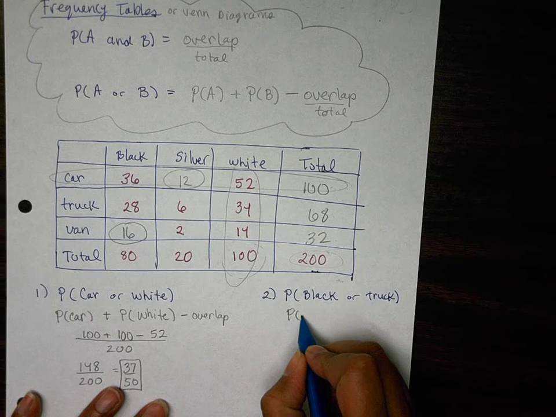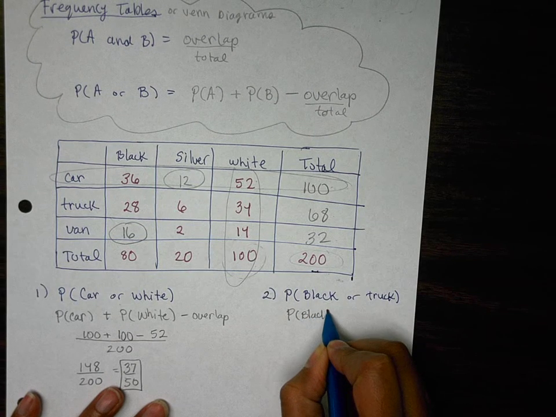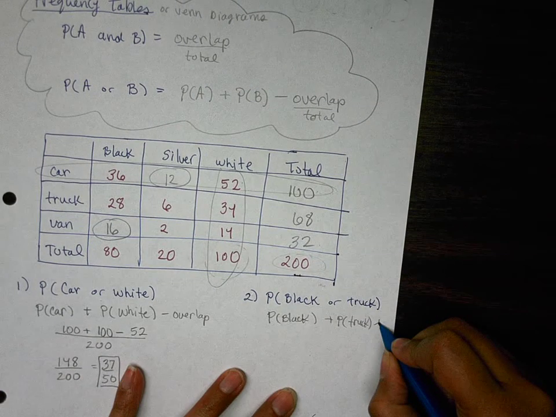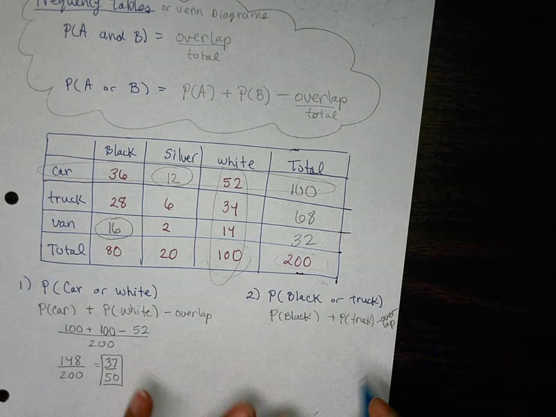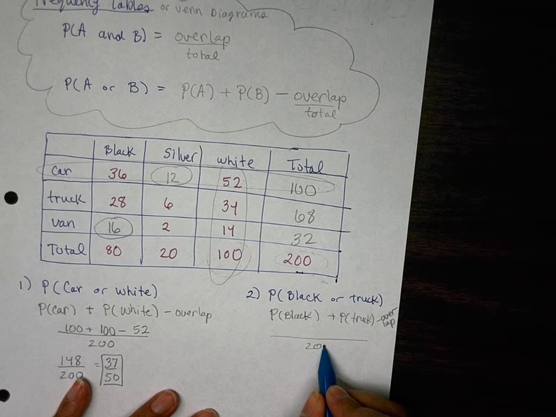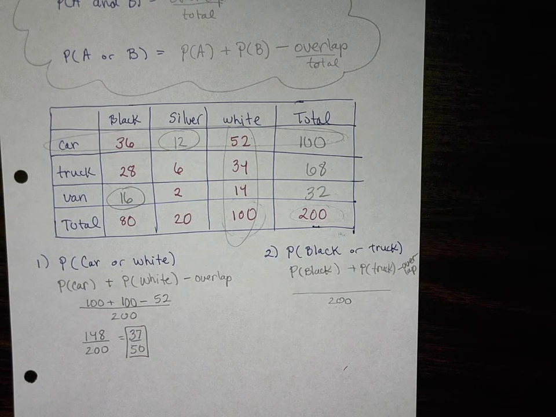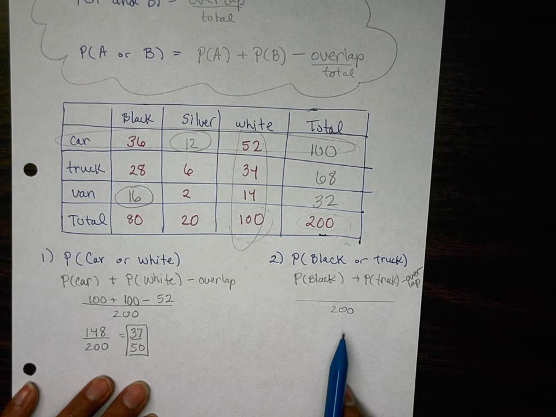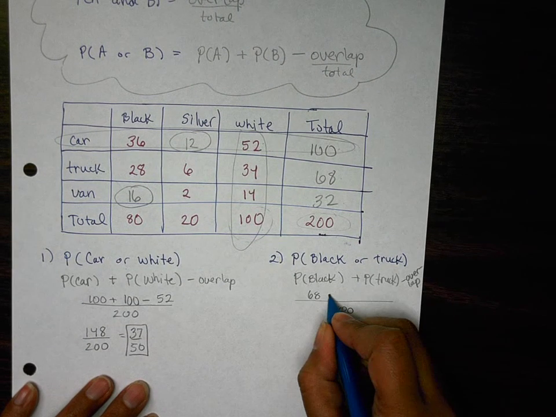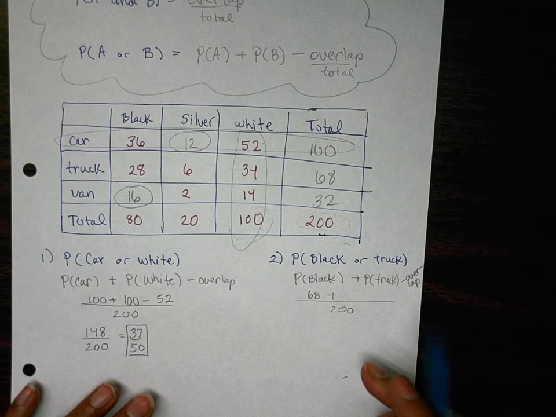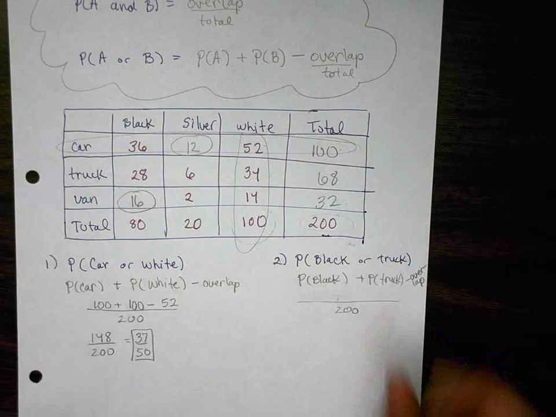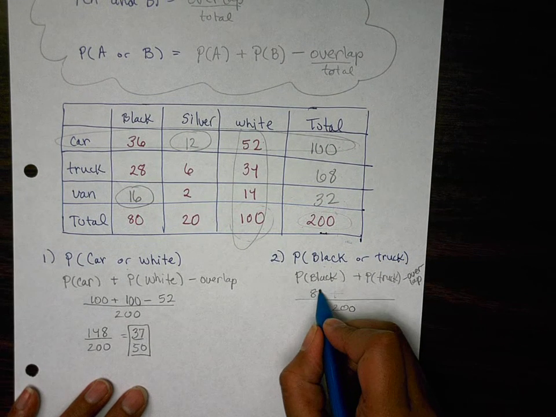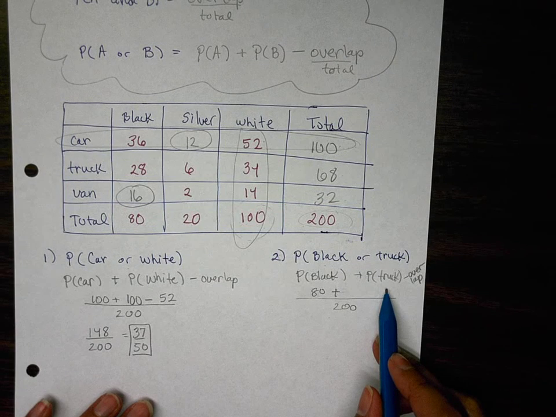Probability of black plus the probability it is a truck minus the overlap. Okay, it's all over 200. And what do I do? What's the probability it's a truck? How many total trucks? 68 out of 200 plus, did I do that wrong? I didn't, but I want to go in order. Black, I'm sorry. What's the probability it is a black vehicle? 80 out of 200 plus, what's the probability it is a truck?